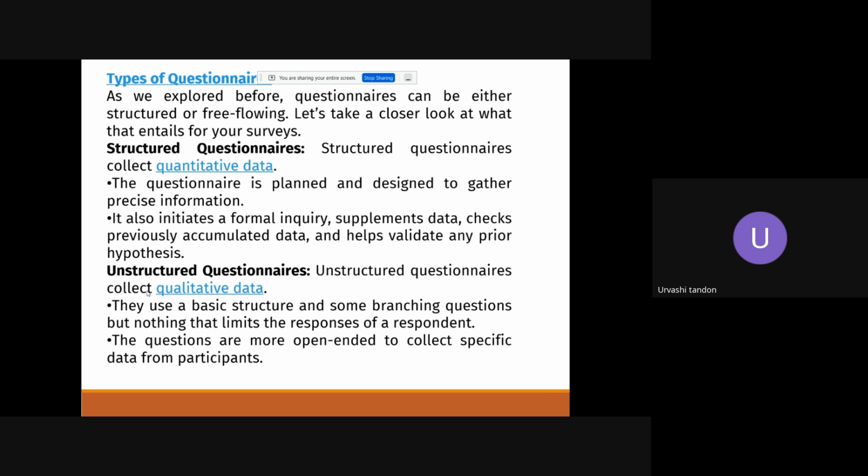The same thing which I explained just now: structured questionnaires use quantitative data. It initiates the formal inquiry, then checks the cumulative data and helps to validate. There are two types: open-ended and close-ended is one type of questionnaire, then structured and unstructured questionnaires are again different types. Structured questionnaires generally use quantitative data, where we bind the respondents into a 5-point, 7-point or 4-point Likert scale, whichever scale we are using. Unstructured questionnaires are generally for qualitative data, where they use a basic structure, and the questions are open-ended and collect specific data from the participant.